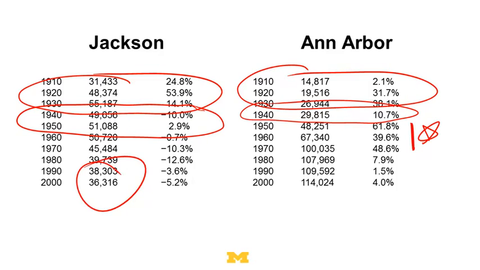And so now if you look at these two cities, Jackson started out at 31,000, now it's only 36,000. Ann Arbor started out at 14,000, and 10 years ago it was at 114,000. So what you see is Ann Arbor's path and Jackson's path went in very different ways because of these choices they made. One chose a university, and one chose a prison.